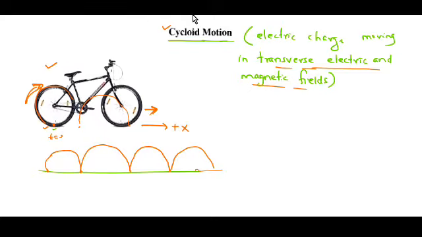That is, if we keep our electric charge in a transverse electric and magnetic field, then that charge also follows the same path. That is why the name is called cycloid motion. Okay. Let us examine how this happens, how the charged particle follows this trajectory. That is our next discussion.